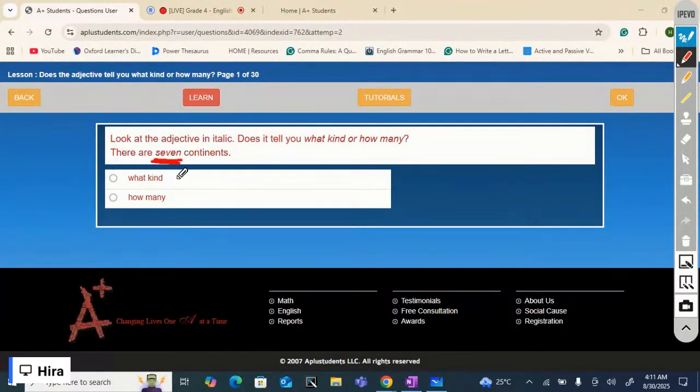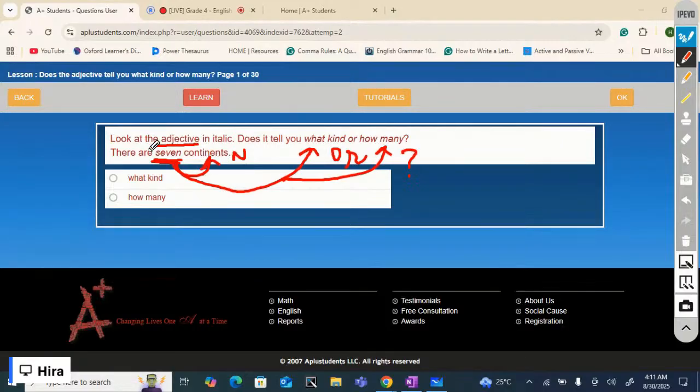Seven is the adjective in italic. It tells about the noun continents. Continents is a noun, and seven is an adjective. Now you have to tell, does this adjective tell you what kind or how many? So, what kind of continents does it tell you? Or how many continents? Which one does it tell you?